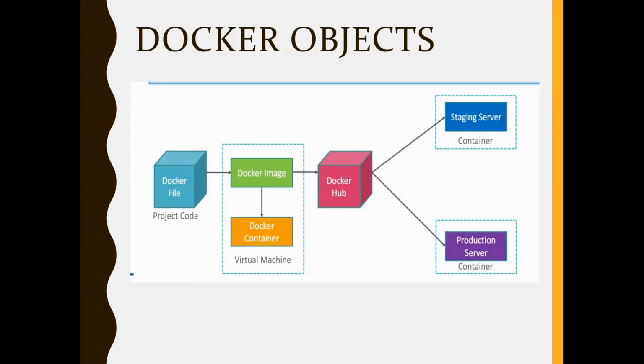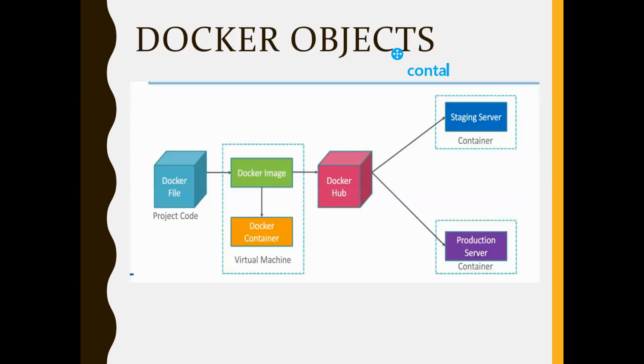Sure. So now that we understood how Docker is working, what Docker is doing, let's talk about the different Docker components. If you see here, we were talking about container, right? But how is the container? From where are we getting a container?